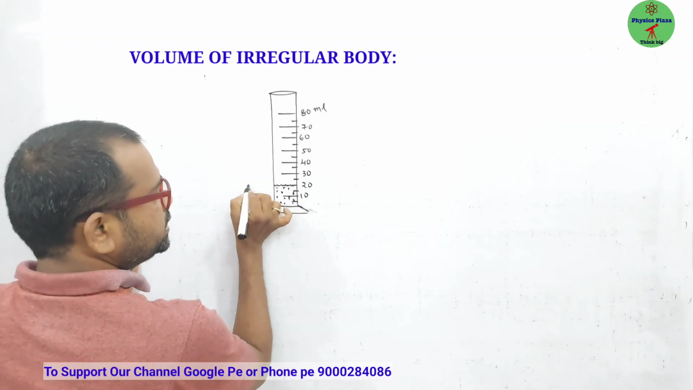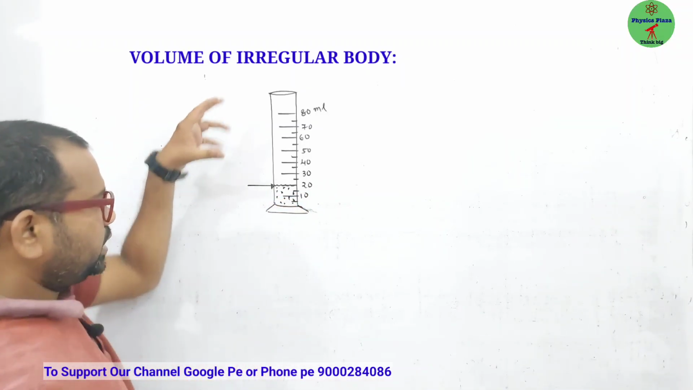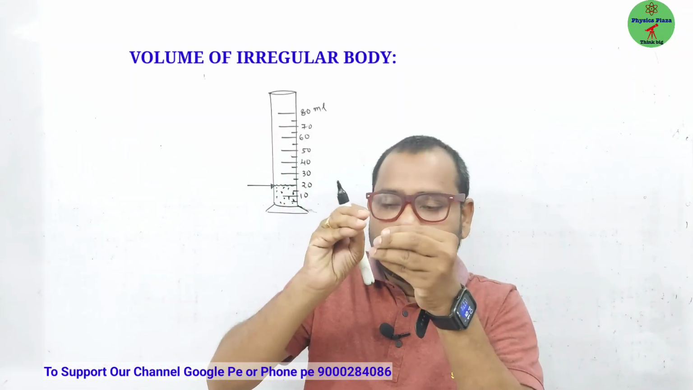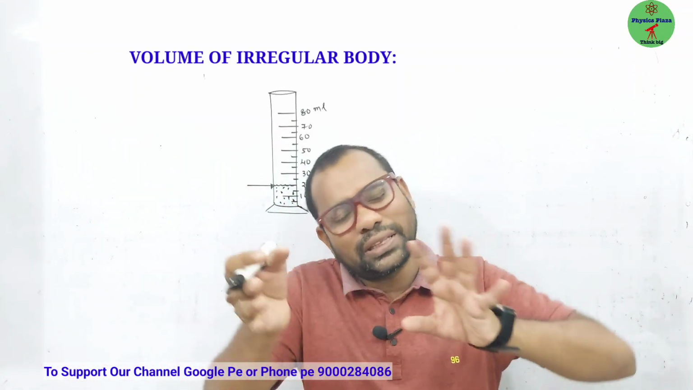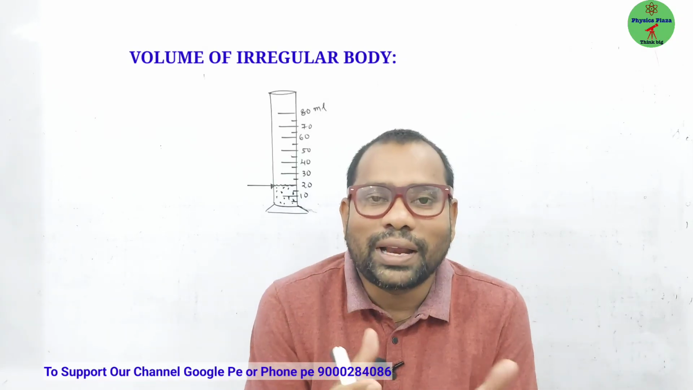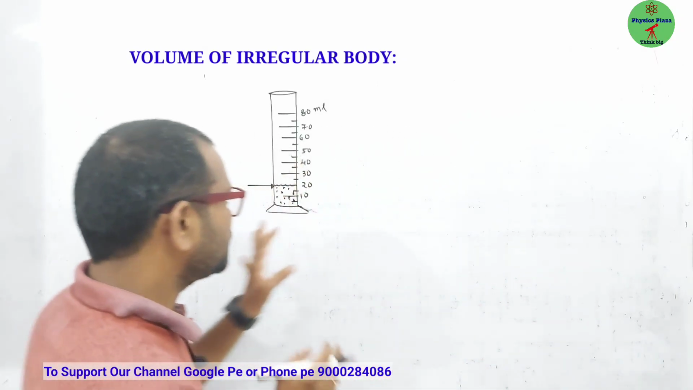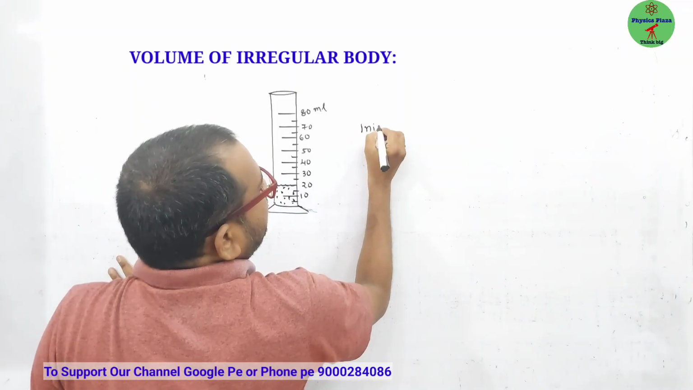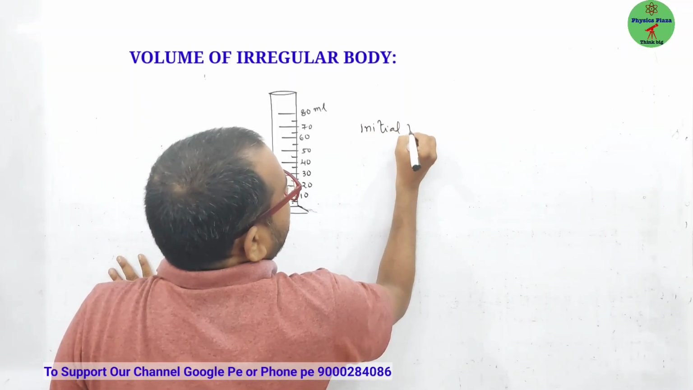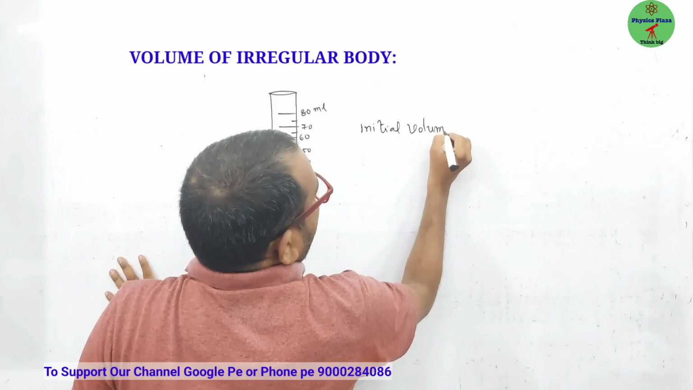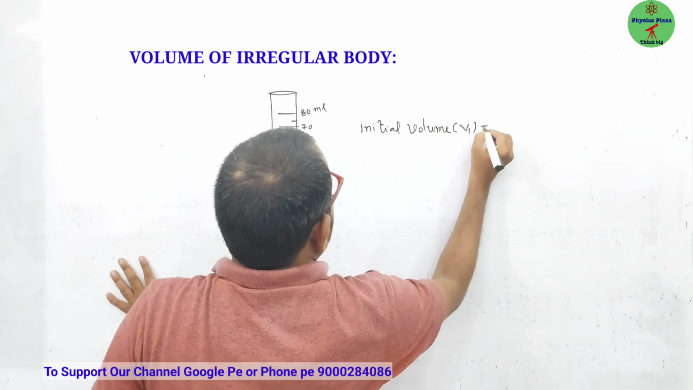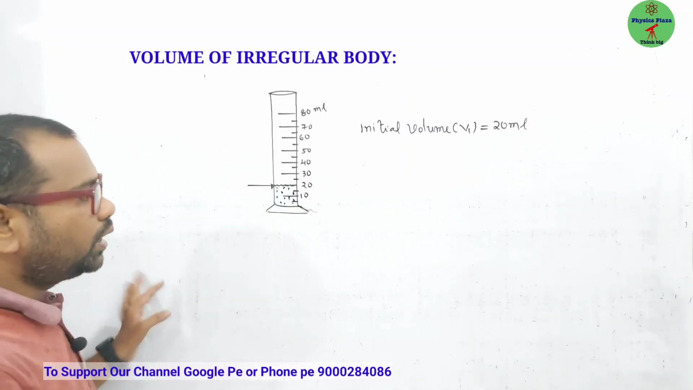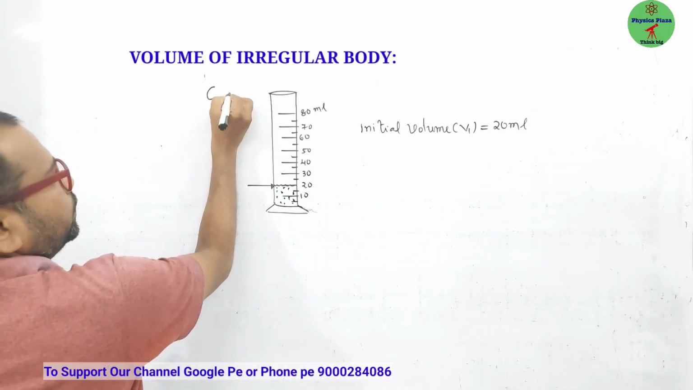Please note this down first. See here, it is exactly 20, but when you take a bigger cylinder, it might be 20.1, 20.2, like that also. To give more clarity and make it simple, I have just taken this. So this is called the initial volume. Note down the initial volume of the liquid. The initial volume will be V1. Please note down, this is going to be 20 ml.